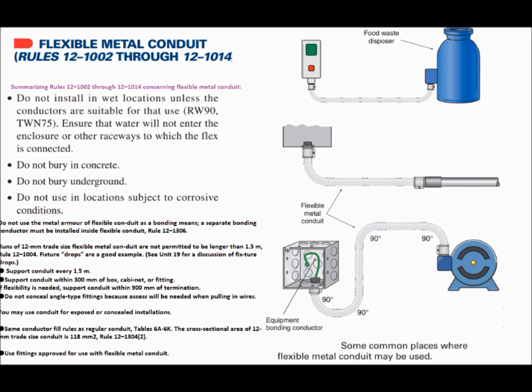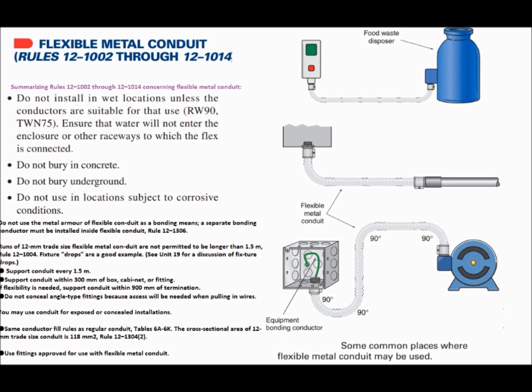Flexible metal conduit. Rule 12-1002 covers the use and installation of flexible metal conduit. This wiring method is similar to armored cable, except that the conductors are installed by the electrician. For armored cable, the cable armor is wrapped around the conductors at the factory to form a complete cable assembly. The figure shows some installations that commonly use flexible metal conduit. The flexibility required to make the installations is provided by the flexible metal conduit, and a separate bonding conductor is required. Summarizing Rules 12-1002 through 1014 concerning flexible metal conduit.